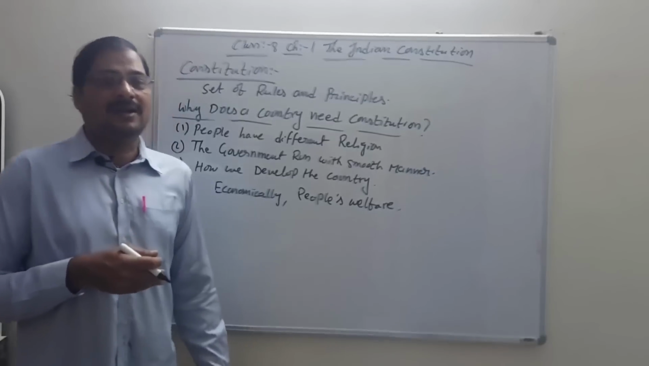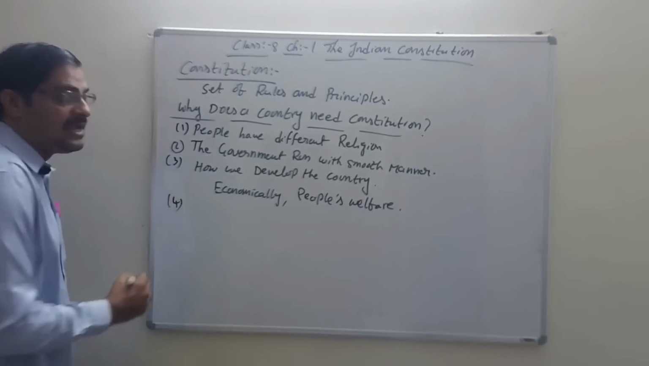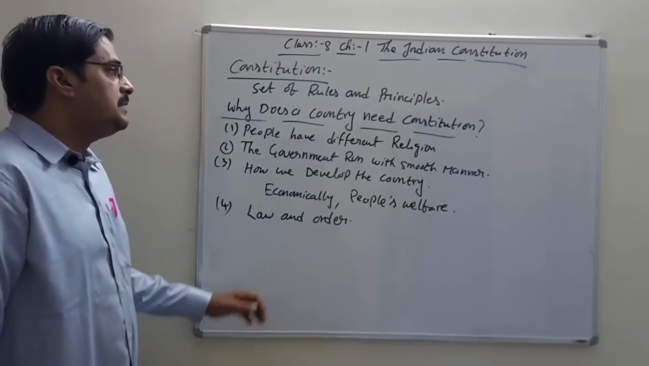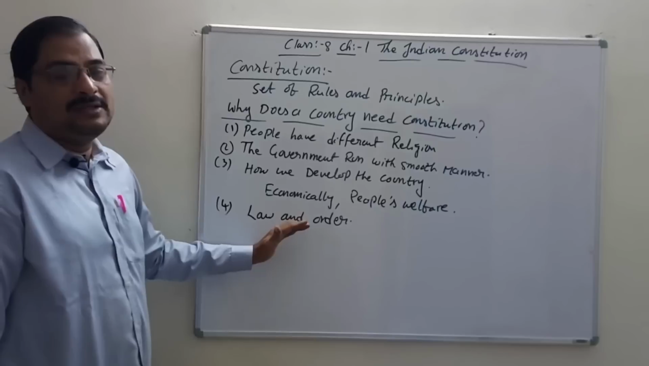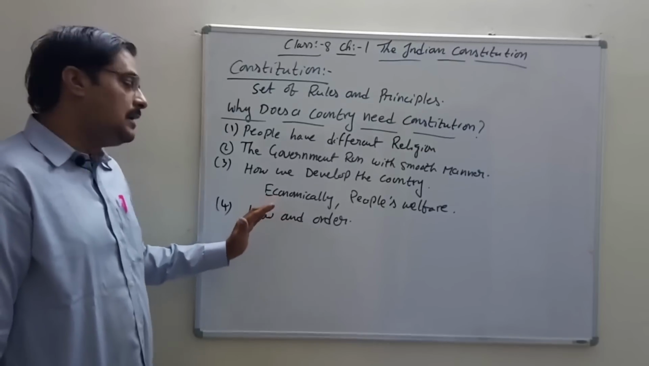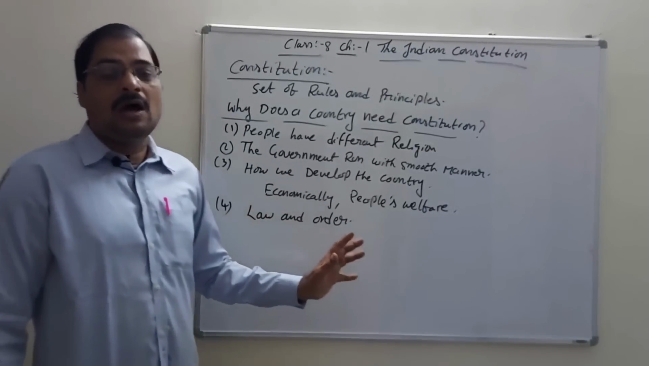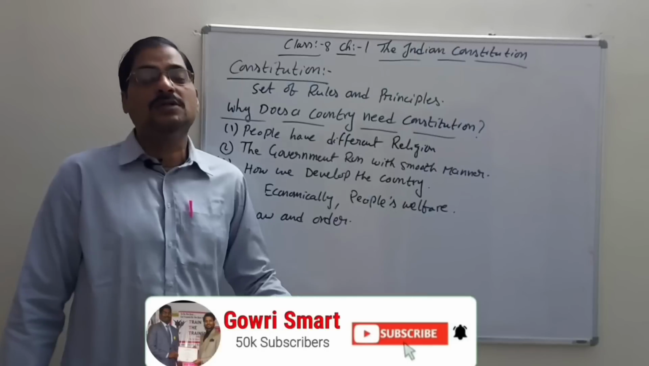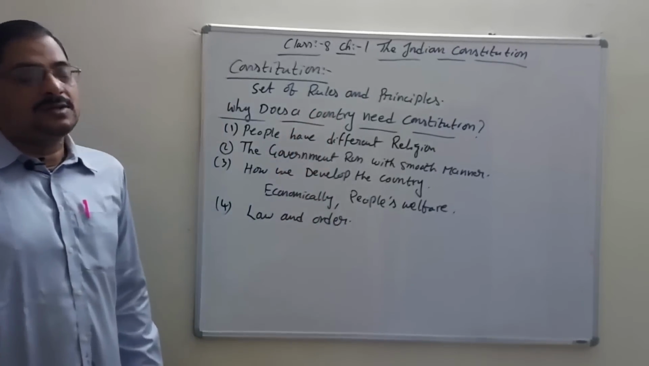Certain rules exist in the Indian Constitution, and one more important thing is law and order. Another need for the constitution is law and order. What is the meaning of law and order? People have certain rights according to the Indian Constitution. Law means the judiciary. We have courts, and those courts run with the ideas of the Indian Constitution only.